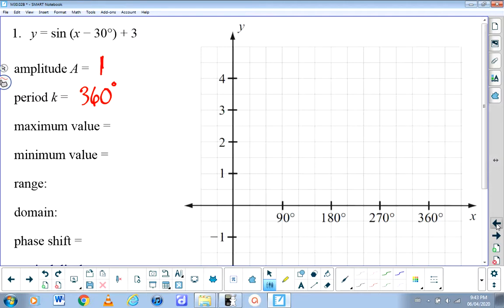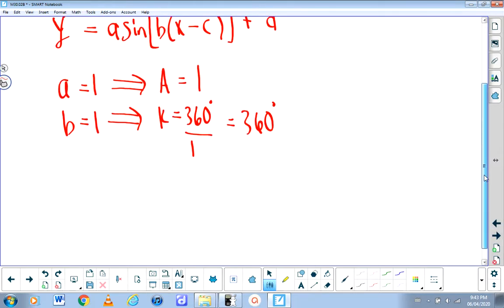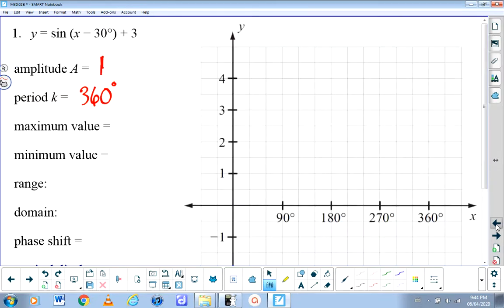Because of the fact that d is equal to 3, I'm going to go back here and fill in the rest. We have a equals 1, b equals 1, we have c equals positive 30 degrees, we have d equals positive 3. Because d is positive 3, the entire graph at some point is going to be shifted 3 units up. Now, you're not going to draw what I'm about to draw, but if I just looked at y equals sine of x, the middle of y equals sine of x is right on the x-axis, and the graph wobbles up and down above and below that.